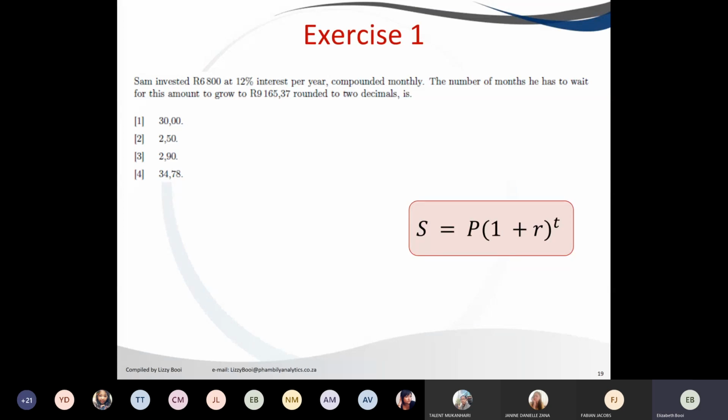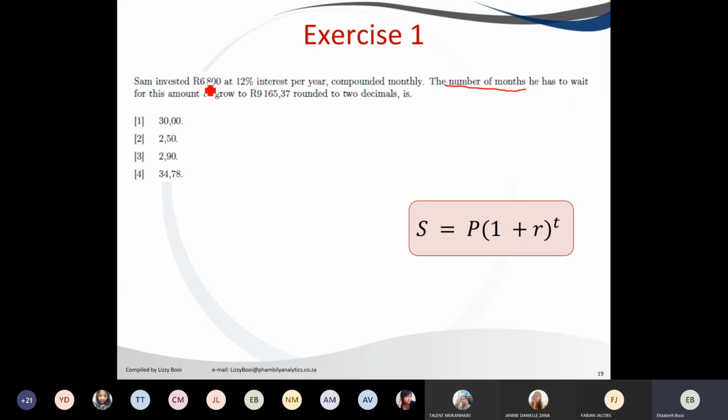And there is your first question. Sam invested 6,800 at 12% interest per annum, compounded monthly. The number of months he has to wait for this to grow to 9,165.37, and then get the answer and round it to 2 decimal places. So they are also telling you how many decimals they are looking for. So they are looking for the number of months. So it means the answer you see will be in months because it will be compounded.